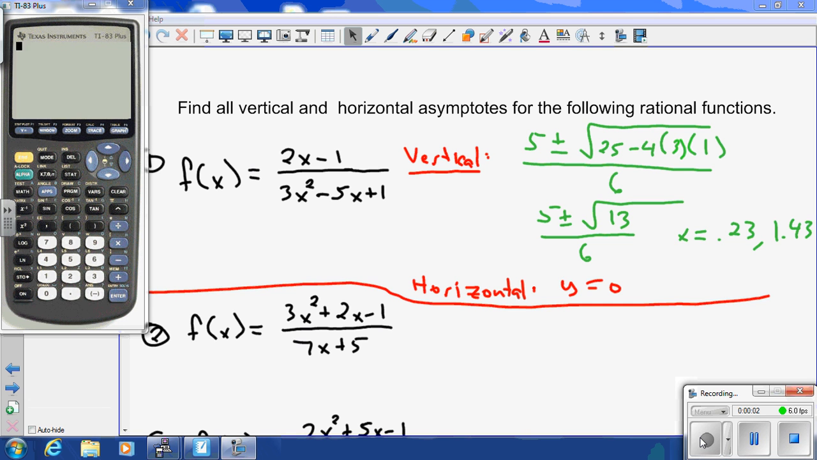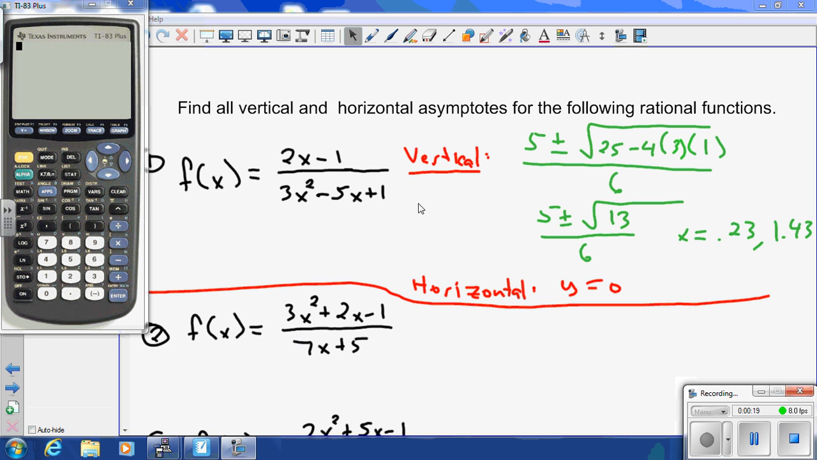Okay, part two of the vertical and horizontal asymptotes. Continuing on here with example 2. Go ahead and try to find the vertical and horizontal asymptotes. Pause the video and resume it. And I'll go ahead and start here.